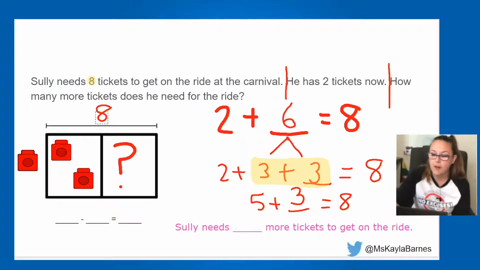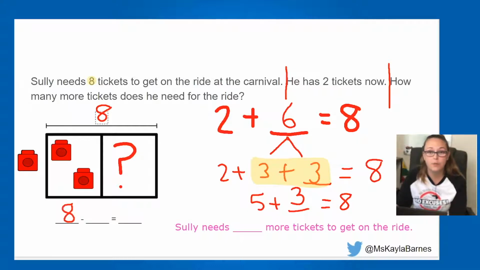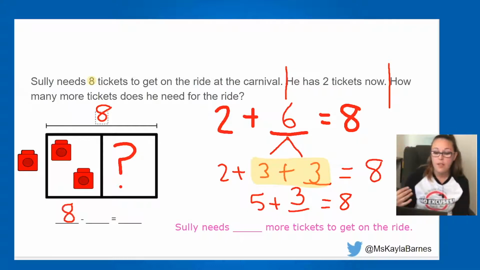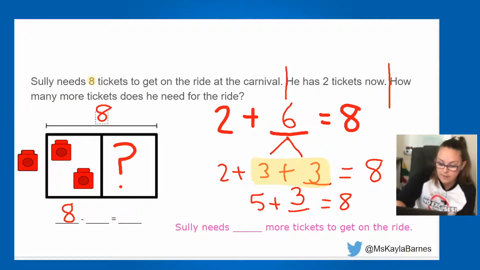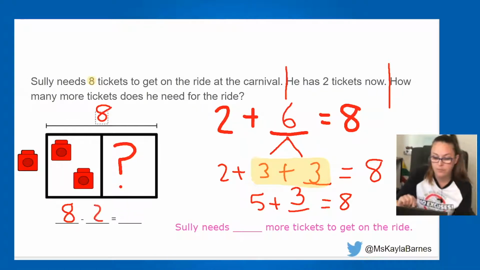What comes first? I already gave you this answer, so hopefully you were listening. Tell me what comes first in the subtraction sentence. That's correct, the total. So we're going to put 8 here because that's how many tickets Sully needs in order to get into the ride at the carnival. Then we need to subtract the part that we know he has. So going back to the problem, how many tickets does Sully have? That's right, Sully has 2 tickets.